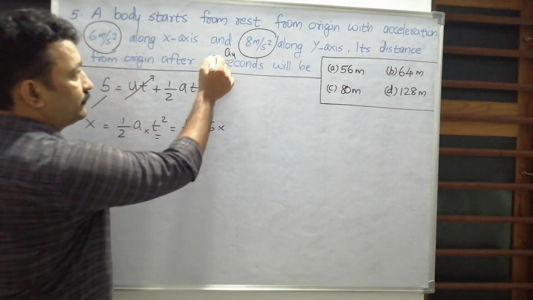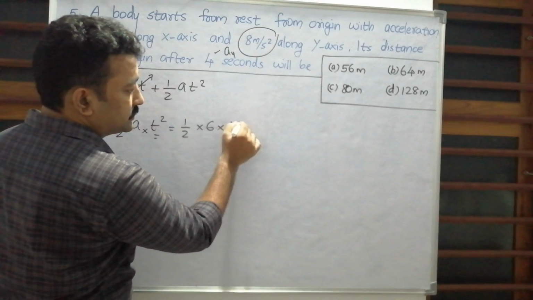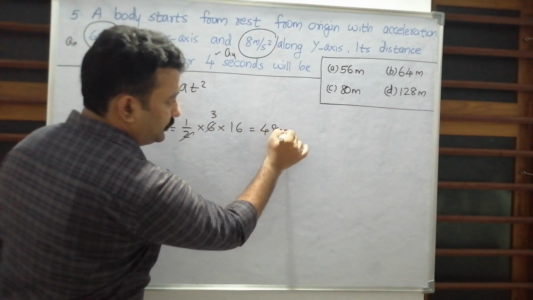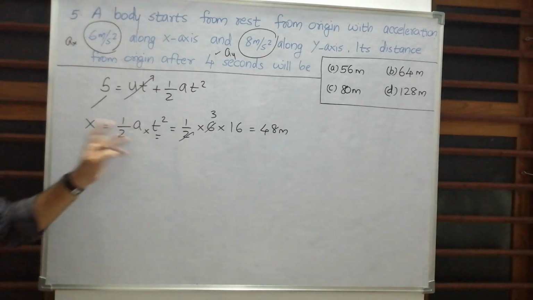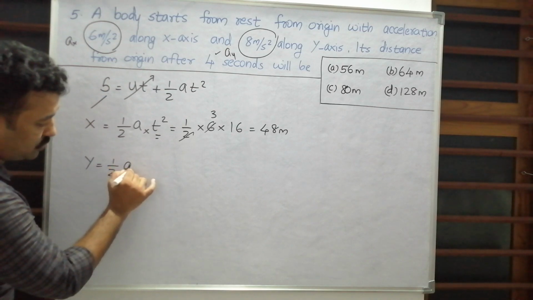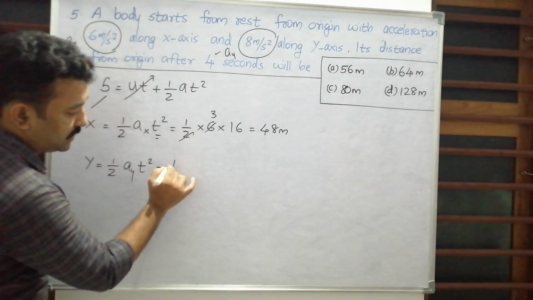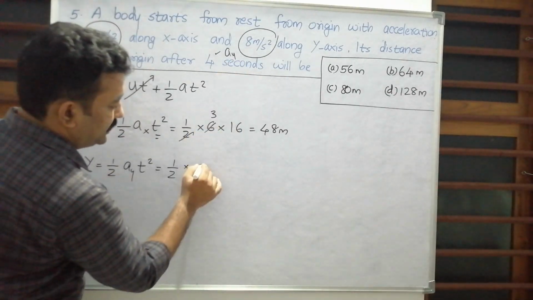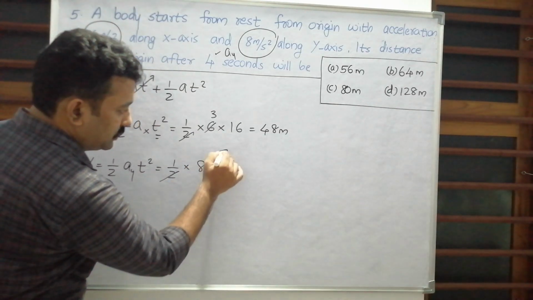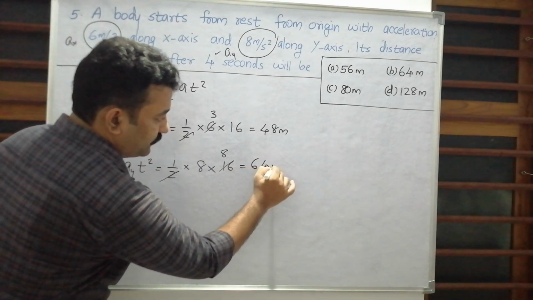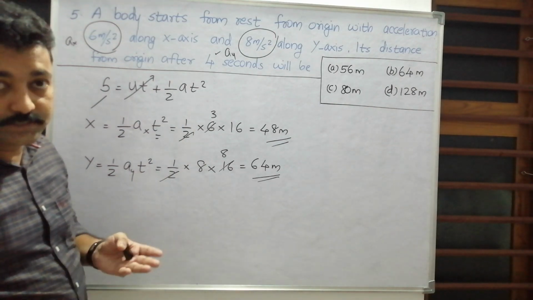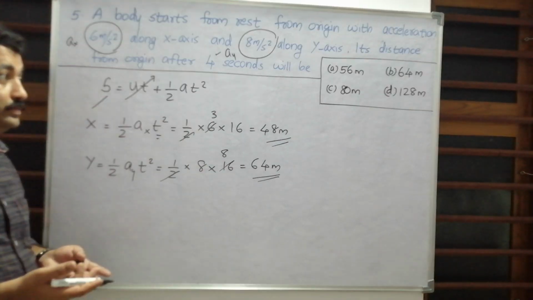How much is the time taken? 4 seconds. 4 square is 16. 3 into 16 is 48 meter. We got the x coordinate. What about y coordinate? Half ay t square. Half ay is 4, into 16. We got 4 into 16, 64 meter. We got the x coordinate and y coordinate of the displacement vector, we can say.